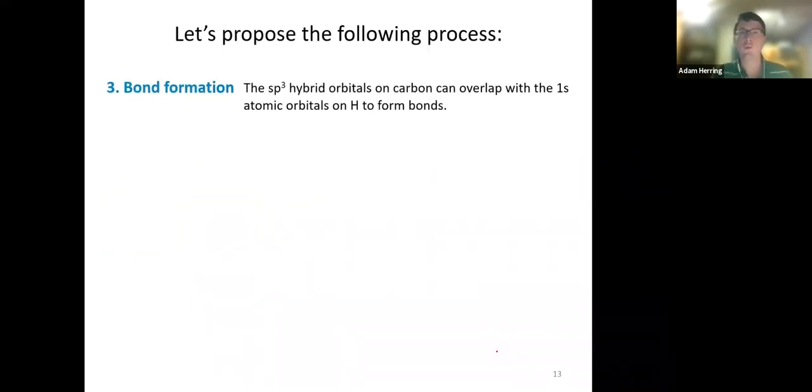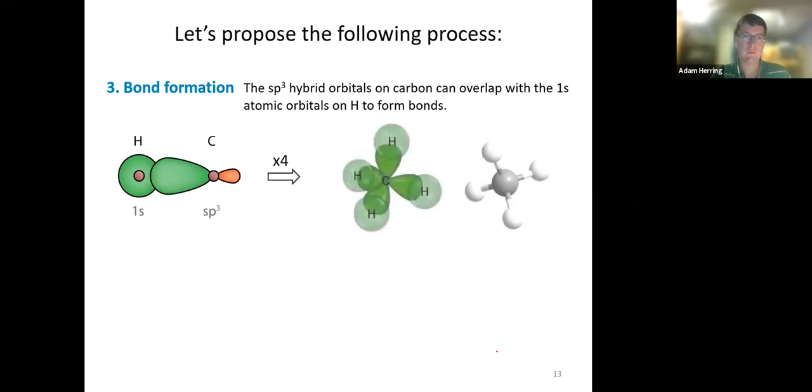After we've made those orbitals, then we can form bonds. So the sp3 hybrid orbitals on the carbon can then overlap with 4 individual 1s orbitals on the hydrogen atoms. As it does that, because they are 109.5 degrees from each other, we can now see how we would get the tetrahedral arrangement of methane.